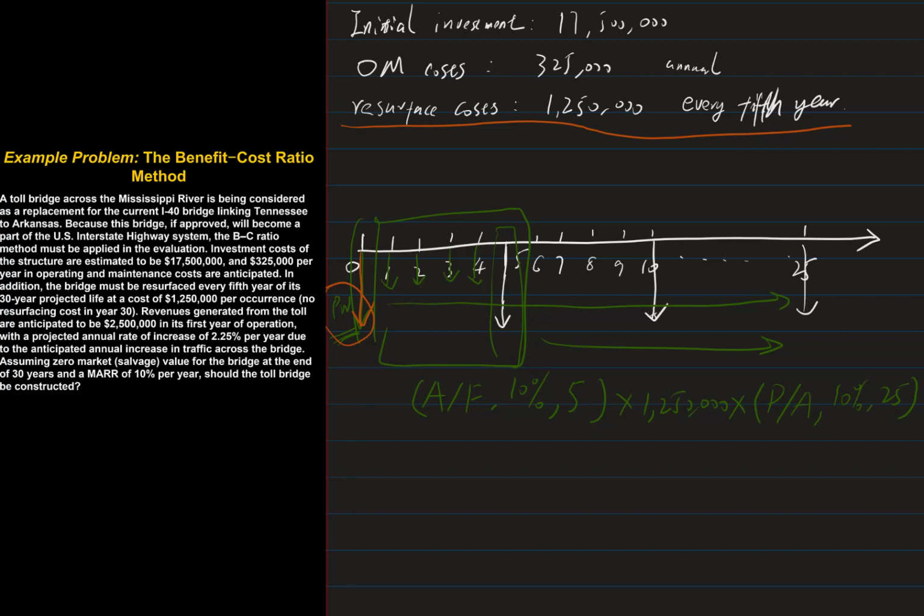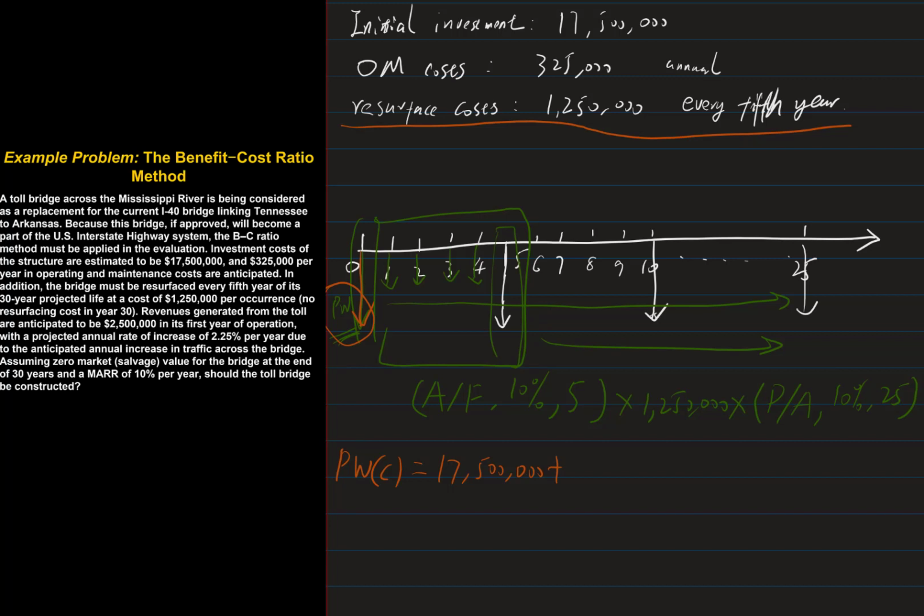Then to calculate the total present worth of the costs, it should be very straightforward. So we have 3 pieces. So the first piece is the initial investment. So it's already paid on the year 0, so we don't do anything. We just put the number here.